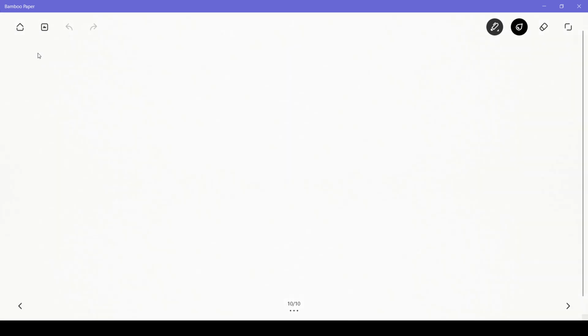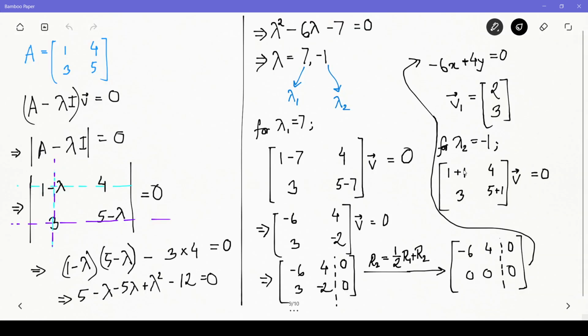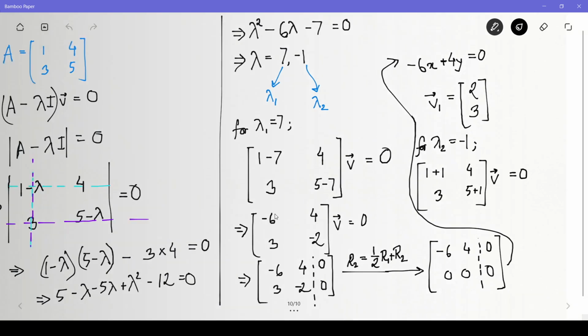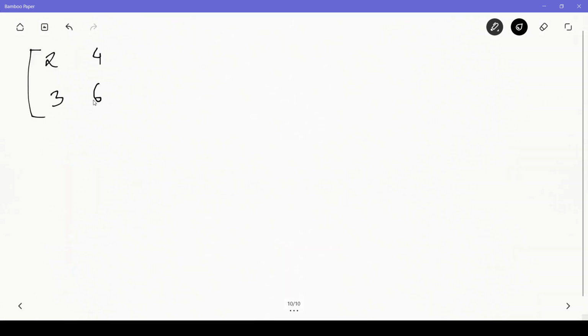So let's go to the next page. We have 2, since 1 plus 1 is 2, we have 4, we have 3, then we have 5 plus 1 is 6, right? So yes, 2, 4, 3, 6. This is my matrix, and when I augment it, it would look something like this, right? I put zeros on the right hand side. So let's perform Gaussian elimination on this as well.